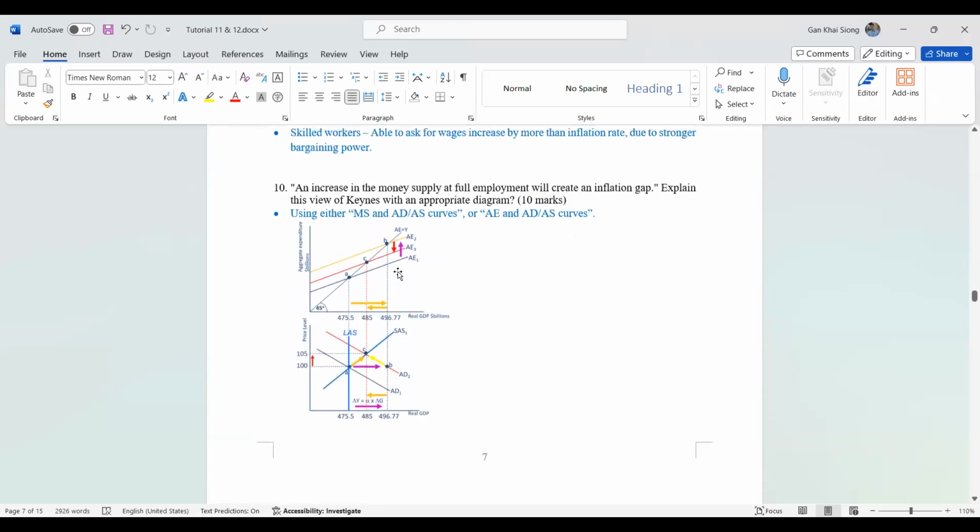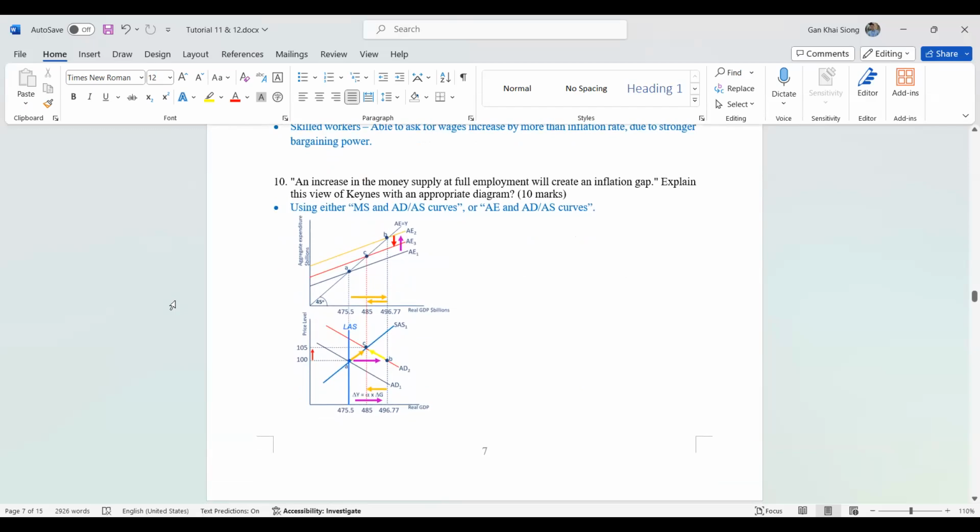Okay, here are the answers. You can use either, like for Esther, the money supply and FDAS actually, because I think that time no one was able to draw this one. So you can draw FDAS, and FDAS also, and another one is what is it? FDAS.